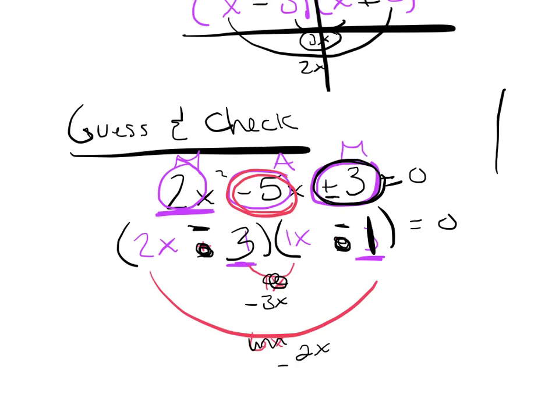Now, when you multiply a negative and a negative, you get a positive. So there's kind of my guess and check. And now I can easily solve and tee this one up.